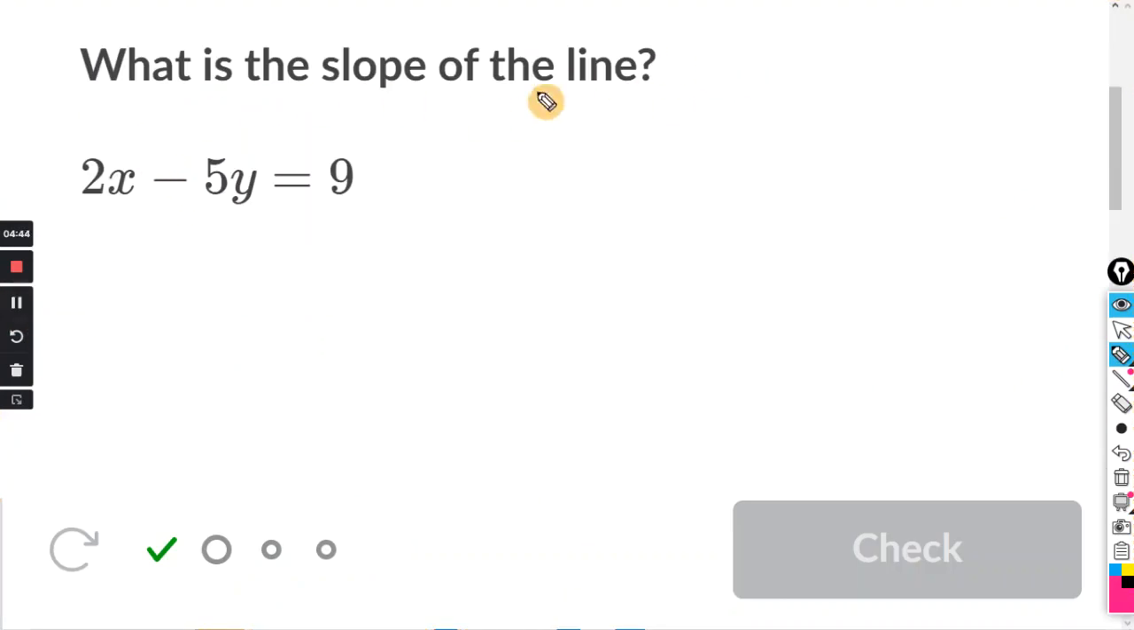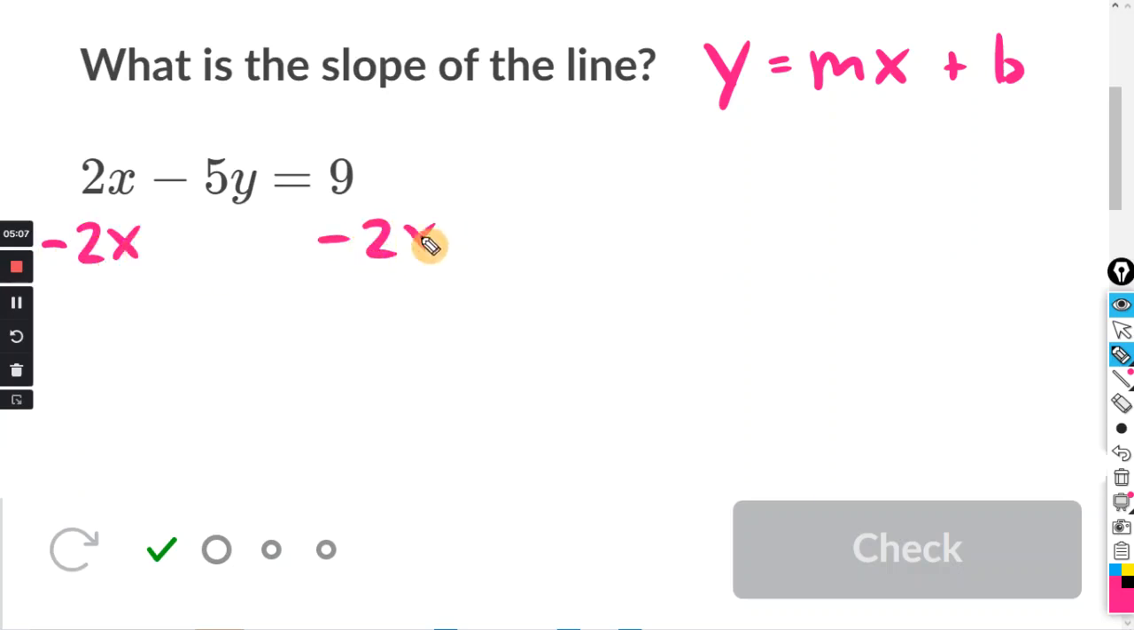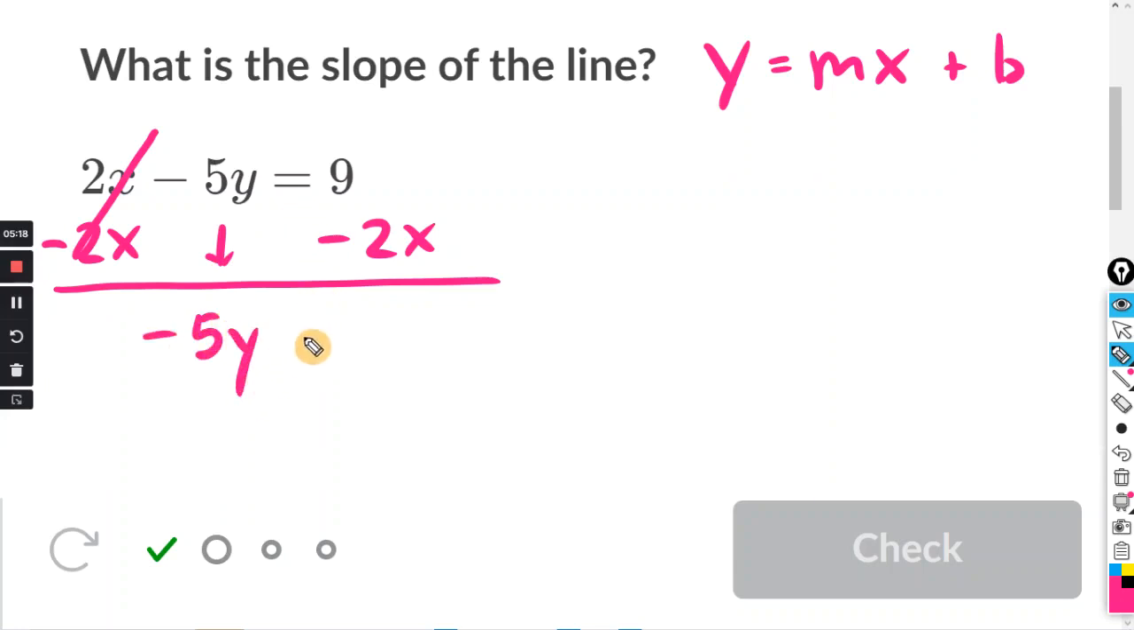All right, so we want to find the slope of the line. We wanted to get it in this form, y equals mx plus b. All right, so we're going to solve for y. Okay, so here we have a negative 5y. We want the y by itself. I'm going to get the 2x on the other side. So minus 2x on both sides. 2x minus 2x cancels. Bring down your negative 5y. Bring down the equals. And we have 9 minus 2x.